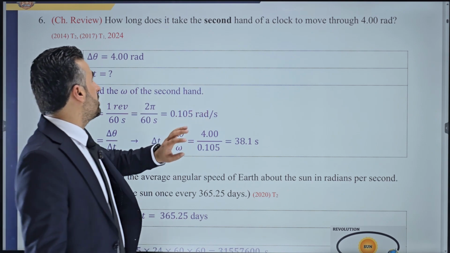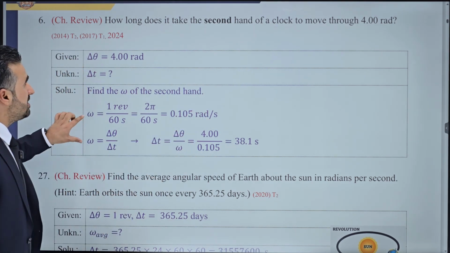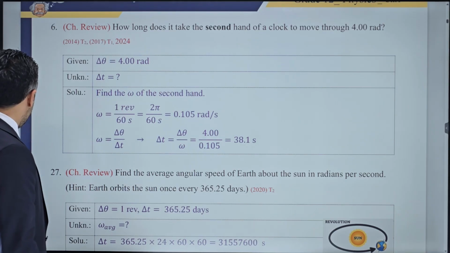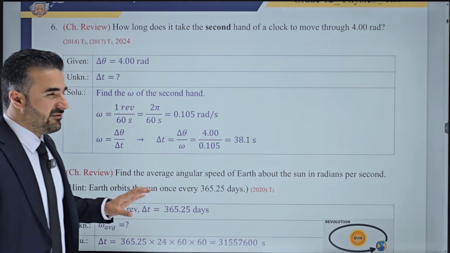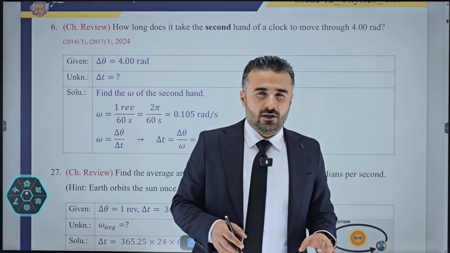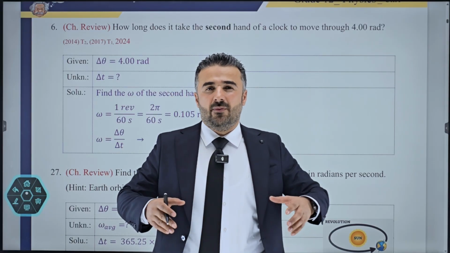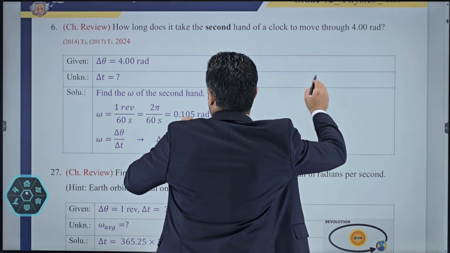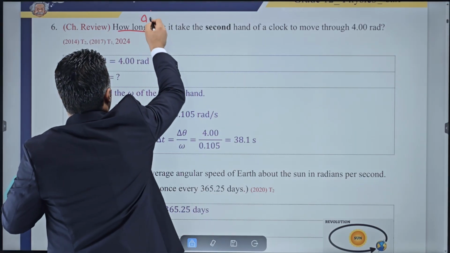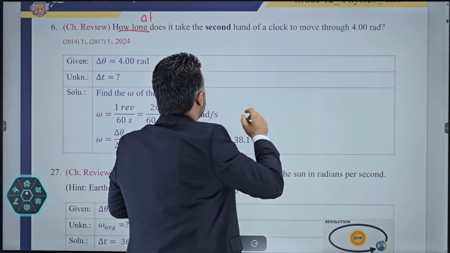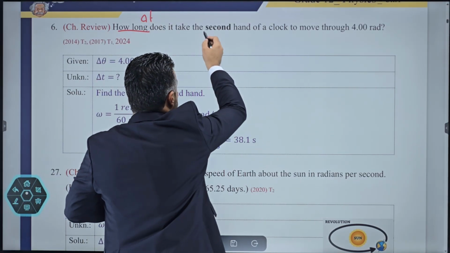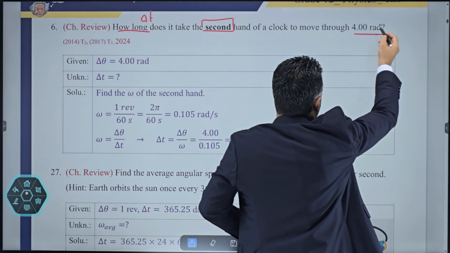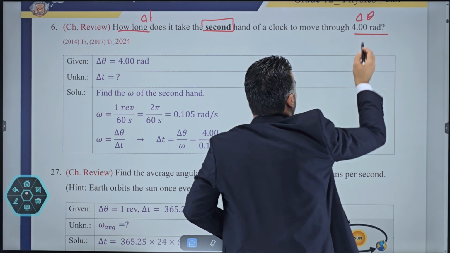Now, we have a question here. It says, how long does it take the second hand of a clock to move through 4 radians? I want you to be very careful here, because you will be asked questions like this a lot. So first of all, it says, how long does it take? So delta t is unknown, you do know that. It says the second hand, which hand of a clock? The second hand, to move through 4 radians. Is this delta theta? Yes.